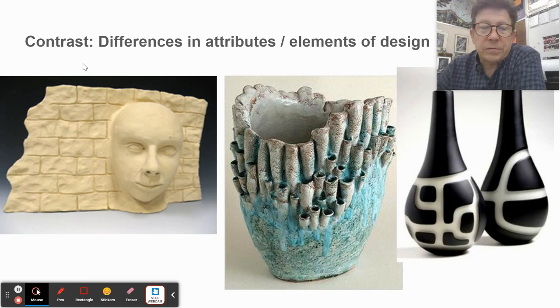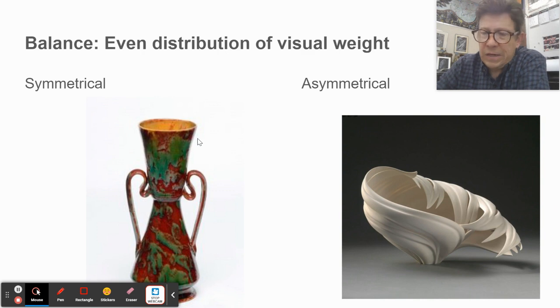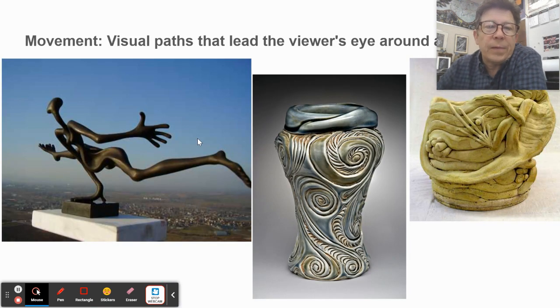Contrast is differences. So we can have differences in form, we can have differences in surface, and we can have differences in color. Here we have differences in color, here we have differences in surface, and here we have differences in form. Typically, when you create contrast, you have to create balance. So see how these things build on one another.